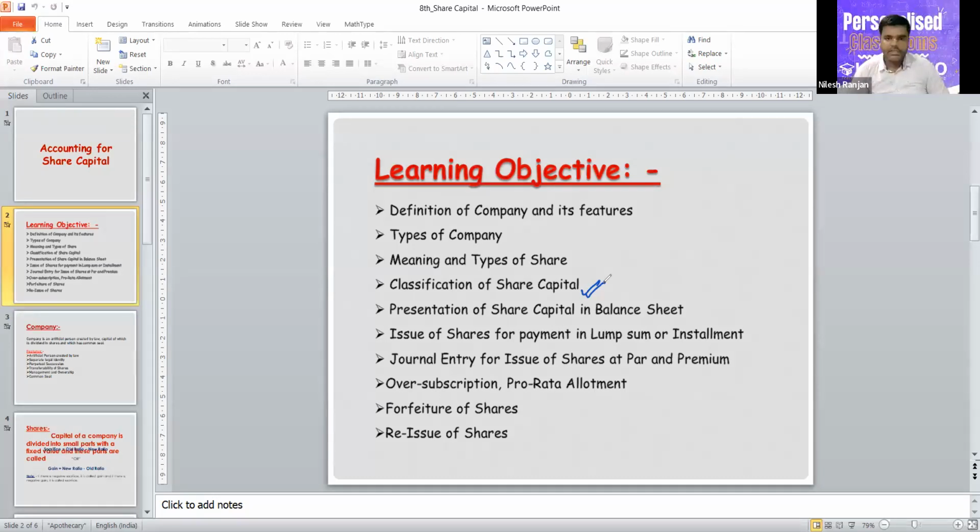After that, there is presentation of share capital in balance sheet, issue of share for payment in lump sum or installment, journal entry for issue of share at par and premium, oversubscription, pro rata allotment, forfeiture of share, and then reissue of share. These are the topics we have to cover in this chapter. So the first thing is definition of company and its features. Now, the definition is given.